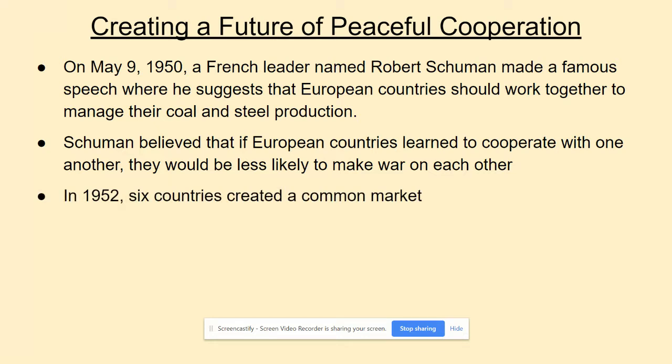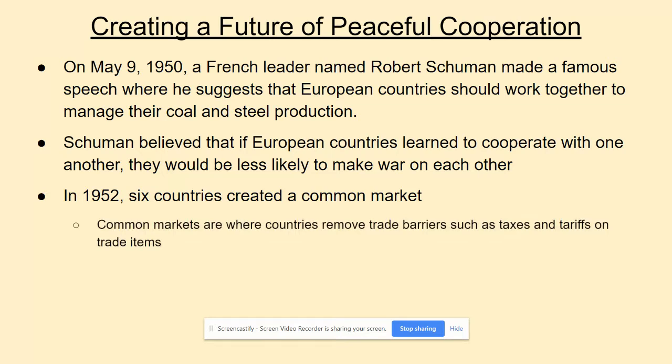It took a while, but a few years after Robert Schuman's speech in 1952, there were 6 countries that decided to join together and create something called a common market. So a common market is where countries remove trade barriers, such as taxes and tariffs on items that cross between country borders, almost like open or free trade, if you will. So that was step one.